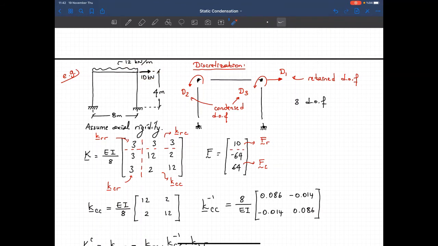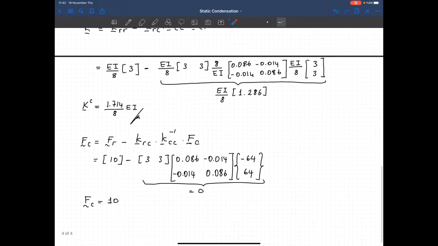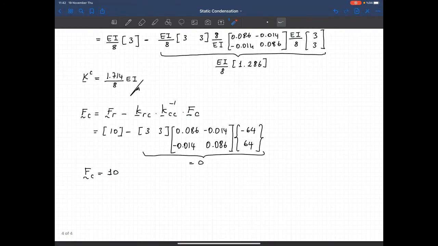Now, the structure is symmetrical, okay? And I got 12 kilonewtons here, and I know that this 12 kilonewton doesn't create any lateral translation. So the effect of 12 as a force in the lateral direction is 0. It doesn't move the structure towards right or left. The only thing that will move the structure in the lateral direction is this 10 kilonewton. So the condensed force vector should be equal to 10. And as you see, this is what we obtained. And with this approach, I converted this structure into an equivalent single degree of freedom system.